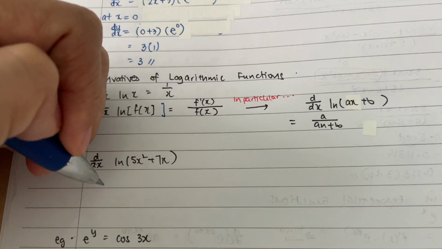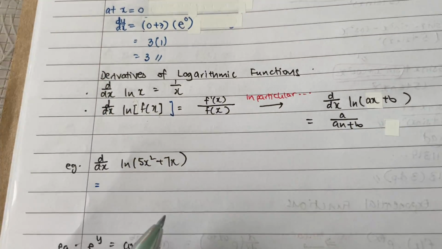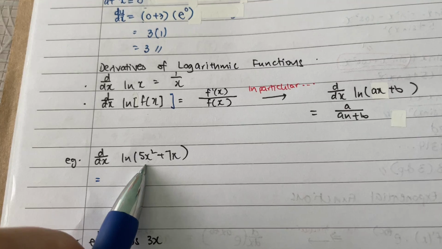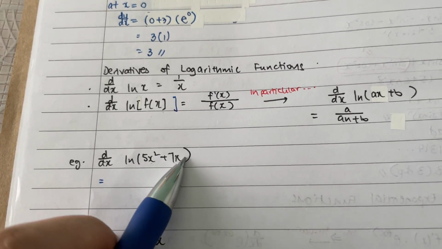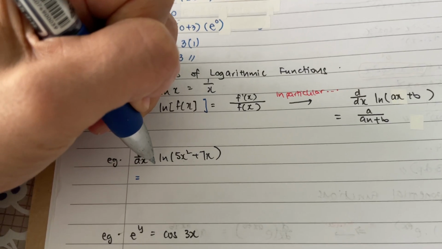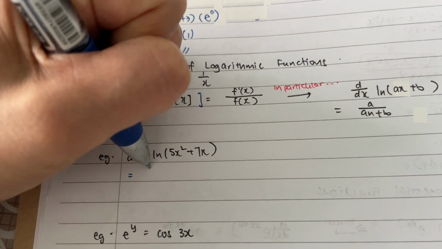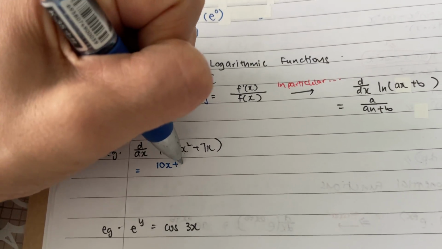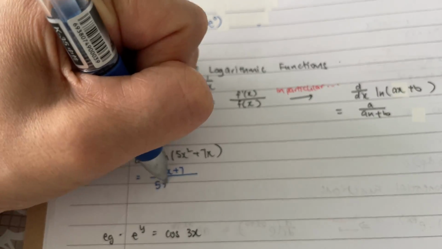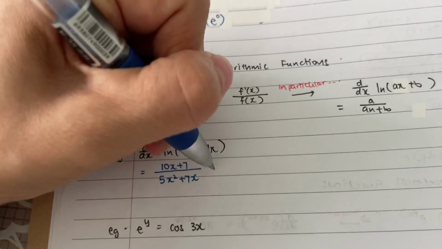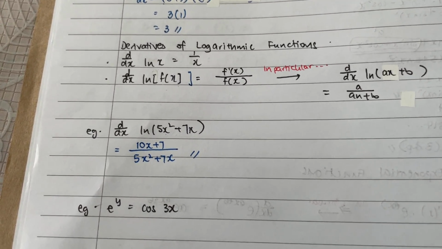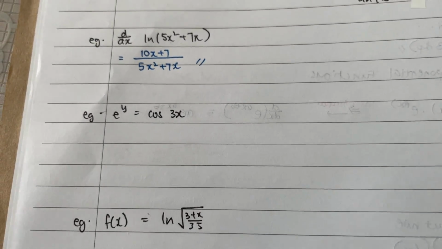So let's take a look at some questions. This is ln(5x² + 7x). So we have to differentiate the function 5x² + 7x to give us 10x + 7 over the function itself. So that would be the answer.